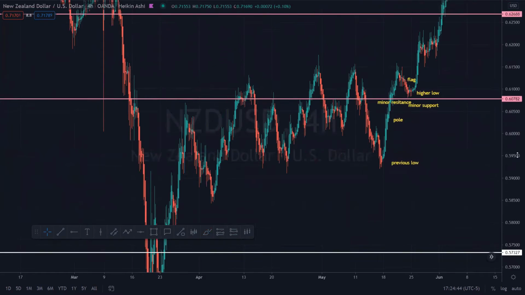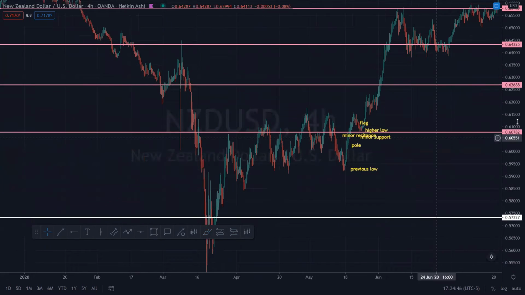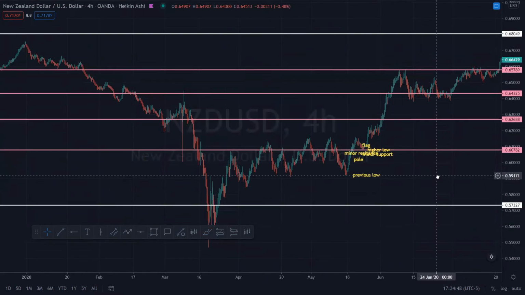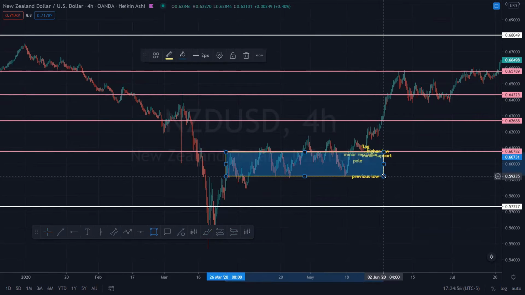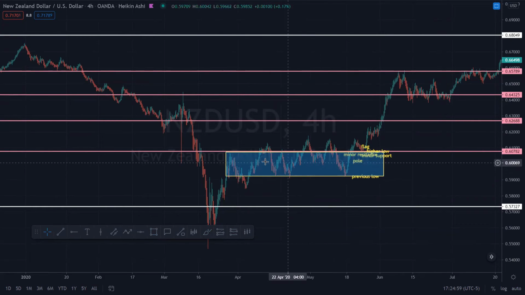Let me bring it back down. The price was consolidated here. This was a sideways movement, right, sideways movement right here. Price was consolidated. Let me draw the consolidation box. Price was consolidated here, so price was moving in a sideways fashion.